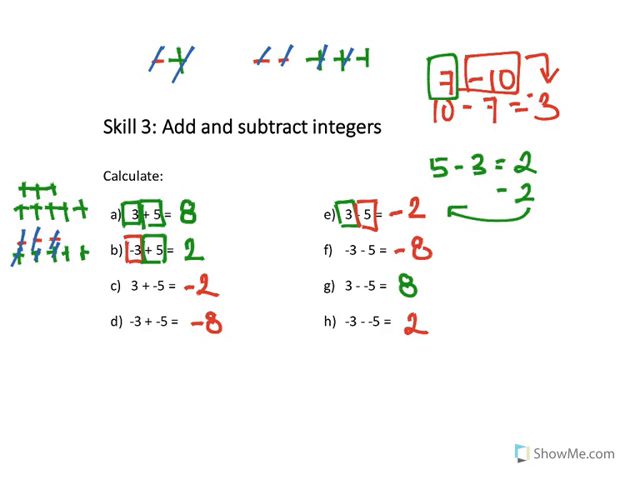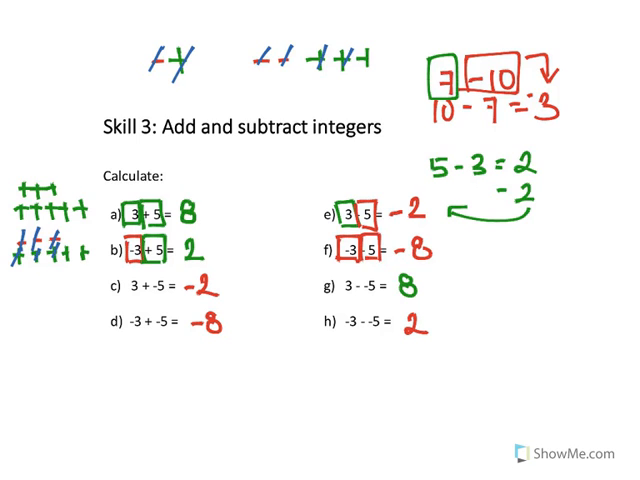Now on F, let's box the numbers. So negative 3, negative 5. Okay, these are the same color, right? Same color means you just fuse them together. So you have 3, you've got 5. Together, that's 8 negatives. Since they're both negative, you just say it's a negative 8. See, in A, you have a 3 and a 5, that's 8. They're both positive, so it's positive 8.